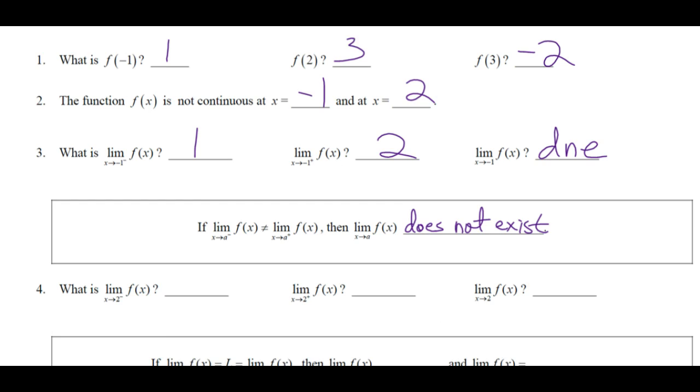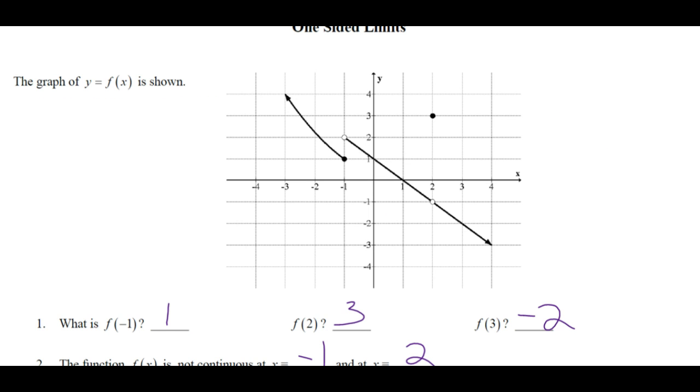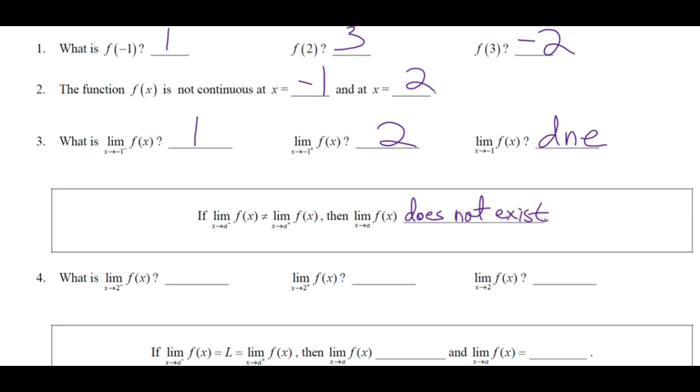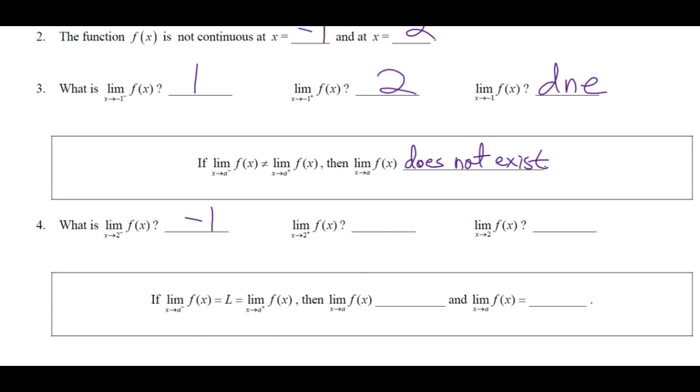Okay, so we do the same thing for x approaches negative 2. Wait, negative 2. Sorry. 2. So as x approaches 2 from below, the limit is? As x approaches 2 from above, the limit is? Negative 1. And the limit as x approaches 2 is negative 1.